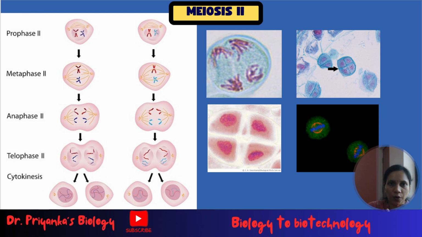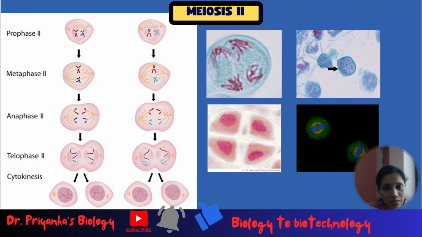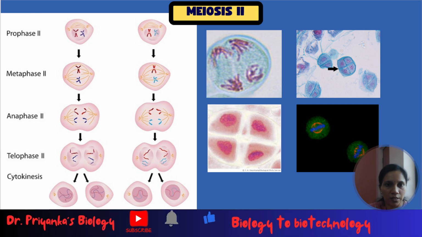If you fail in your previous standard, you will not be allowed to enter the next phase, or even if you are allowed to enter, you will not be allowed to answer the exam, right? Same thing. So only those cells which have successfully completed their meiosis 1 with flying colors will be allowed to enter meiosis 2. These cells are haploid. All right, so let's see what happens in the next phases.